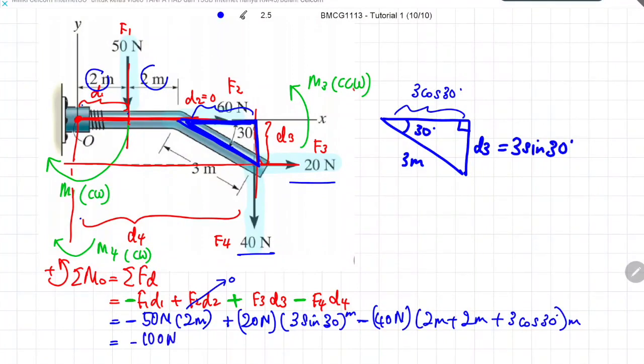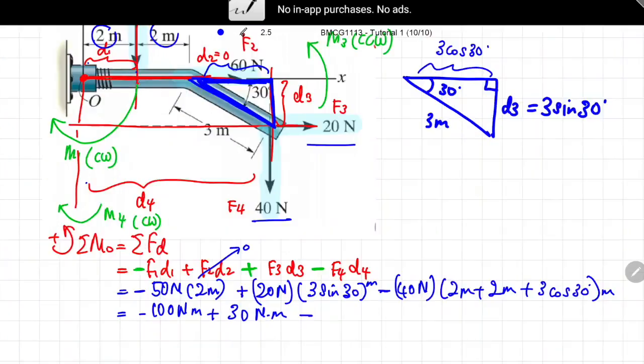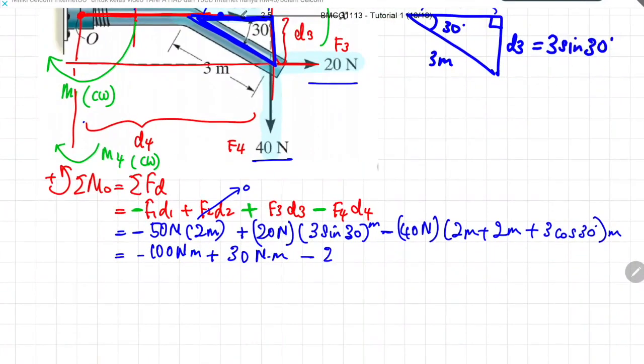Okay, the following step would be very straightforward. So you solve it and then calculate the total value using your calculator, and you will get a corresponding resulting moment of negative 333.92. What is the unit? So I'm using Newton and meter all the way, so the unit will be Newton meter.